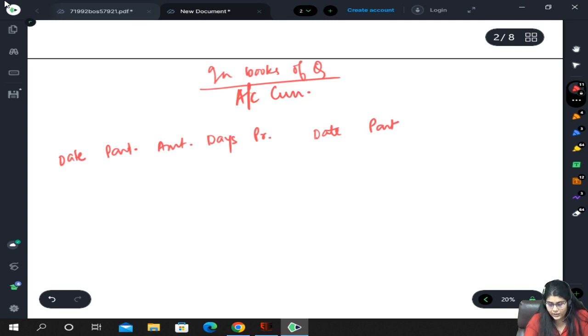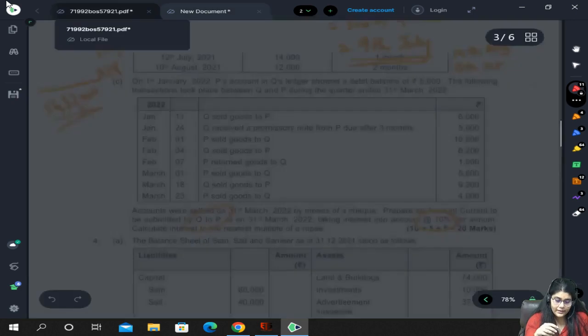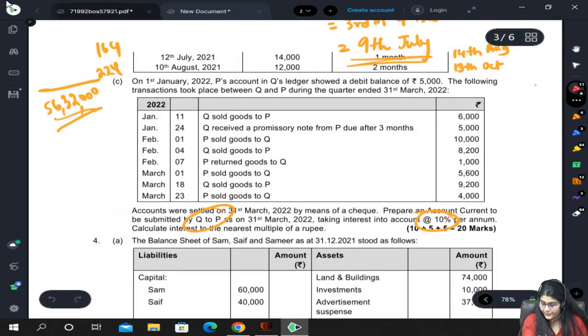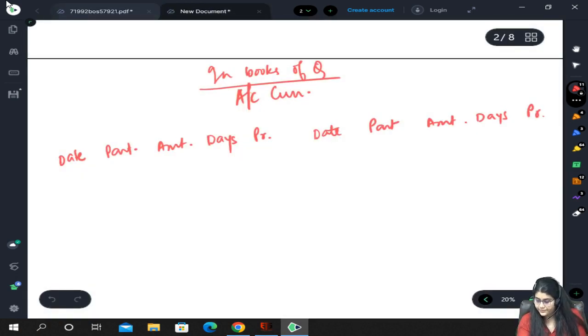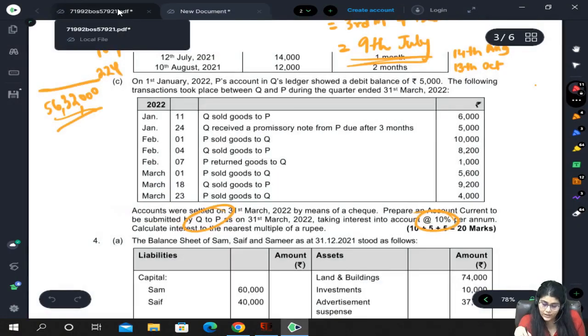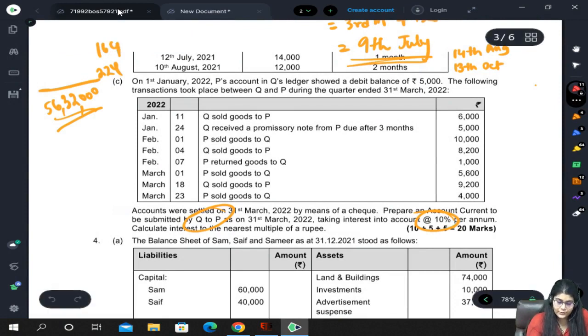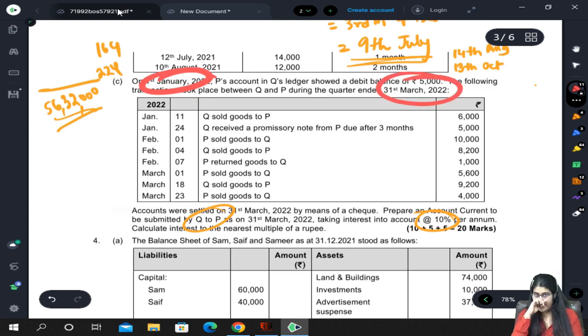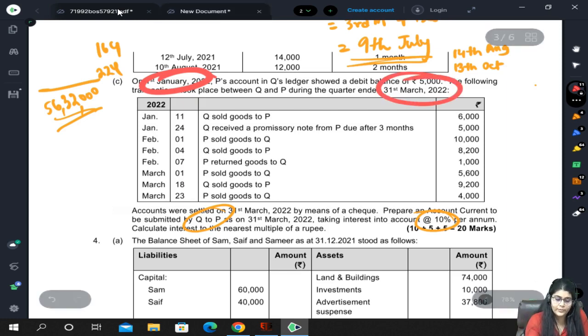Again, the same thing on the other side as well. Amount, days and product. Beginning from the first one, opening balance is 5,000 debit, P's account in Q's ledger. So, opening balance is 5,000. And since it's one quarter, it is beginning on 1st January. So 1st January to 31st March, which means 90 days. Jan, Feb and March 2022, there are 90 days.